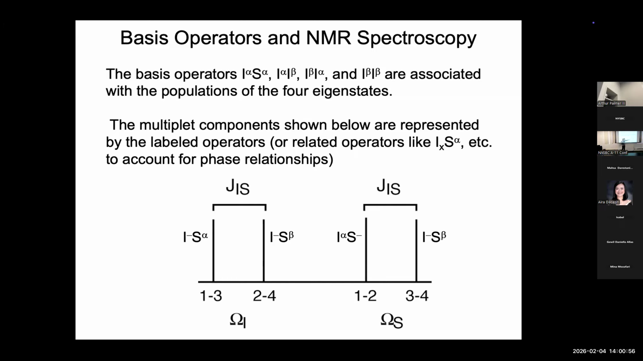Similarly over here, this is the connection between alpha alpha and alpha beta. So the S spin has changed its state, and the I spin is in the alpha state. And here is beta alpha to beta beta. Oh, that's a typo. This should be I beta S minus. Here. Wow, that typo's been there for decades.